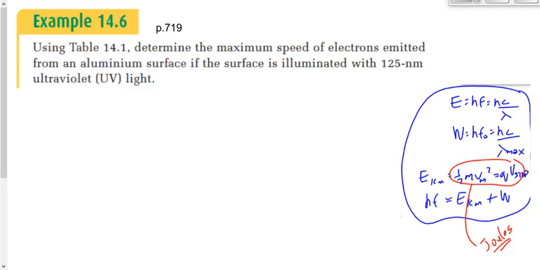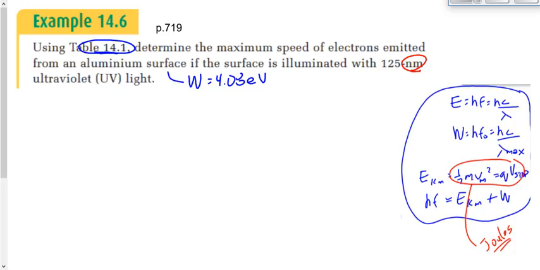Using table 14.1, determine the maximum speed of electrons emitted from an aluminum surface if the surface is illuminated with 125 nanometer UV light. This is wavelength, and it's measured in nanometers. We want to convert that to meters. We want to find max speed. On table 14.1, you're going to find the work functions of various materials. And I believe the work function for aluminum, somebody double check this, I believe it ends up being 4.08 electron volts.